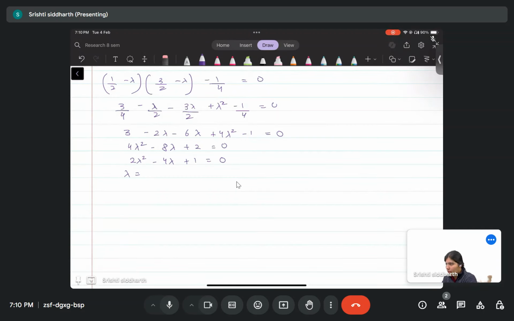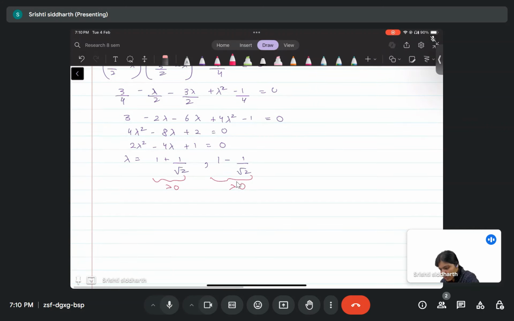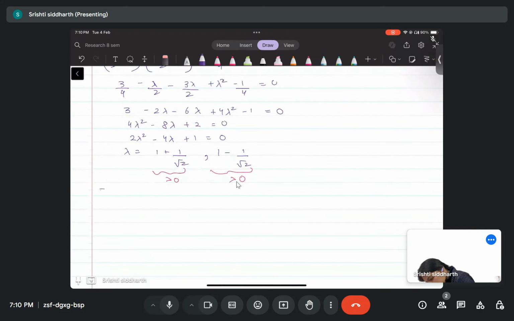I'm going to write this down directly. So these are real roots. So 1 plus 1 by root 2, 1 minus 1 by root 2. Okay. So this one is positive, and this one is also positive. So we have positive eigenvalues of a symmetric matrix P. So this implies that P is positive definite, which implies that the system is asymptotically stable.